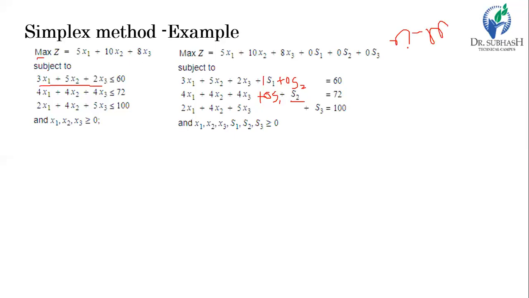Now what is n here? n is the total number of variables, which here are x1, x2, x3, s1, s2, s3. So the total number of variables is 6 here, minus m. m is the total number of constraints, which here is 3.